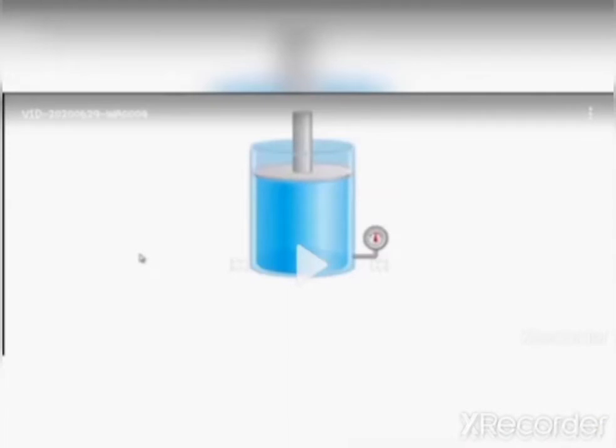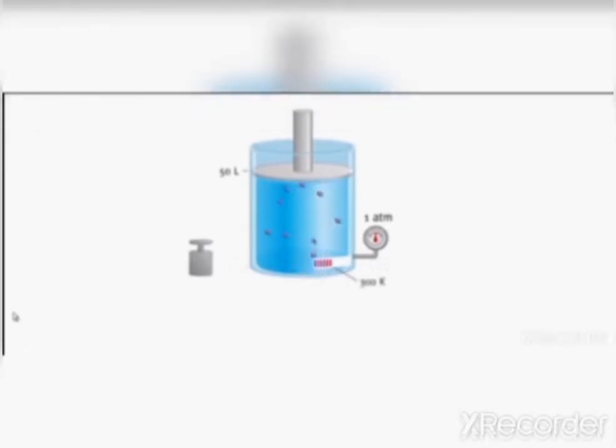Now let us apply Boyle's law on a fixed amount of a gas which is trapped in a cylinder. The cylinder is fitted with a movable piston. The external pressure is 1 atmosphere. We can increase the pressure by adding weight on the piston. Suppose the pressure on the piston is increased to 2 atmosphere.